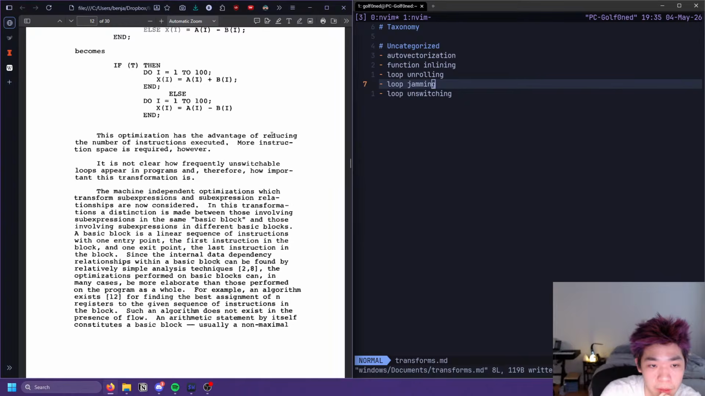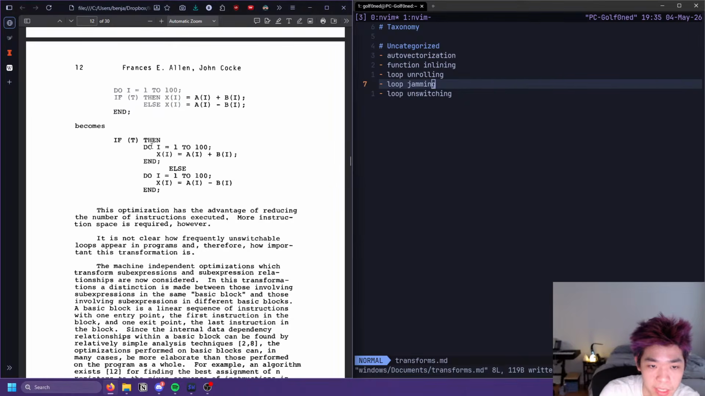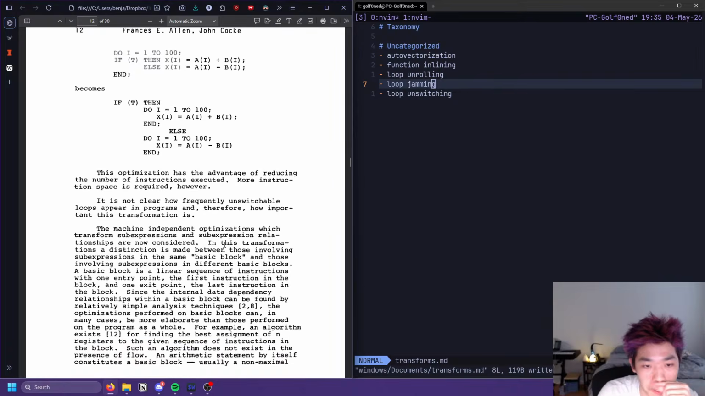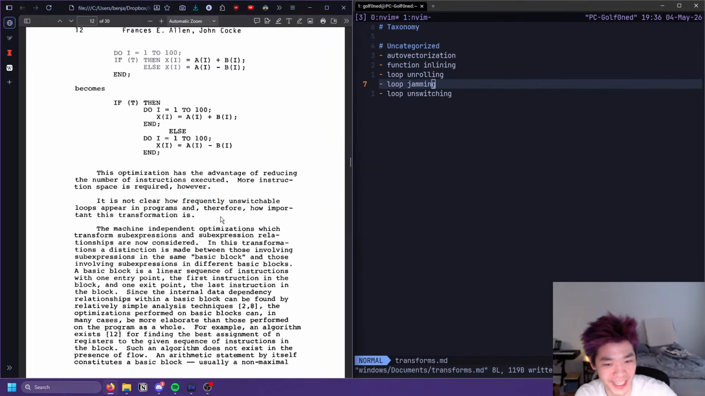Okay. Yeah, so this does have the downside of requiring more space because now we have two loops instead of one loop. It is not clear how frequently unswitchable loops appear, and therefore how important this transform is. That's really funny.